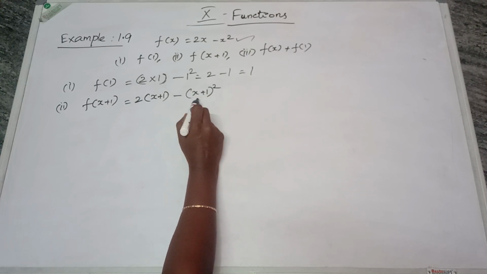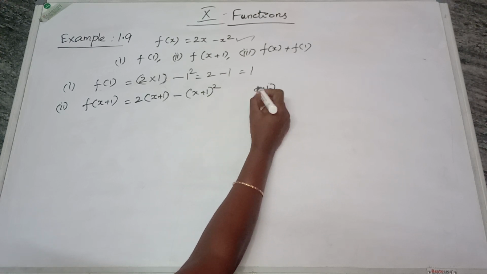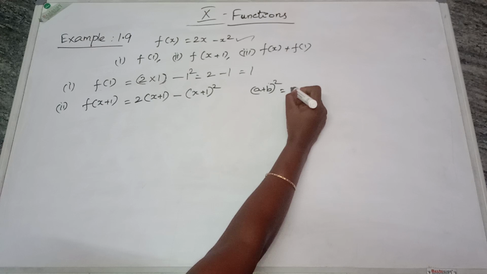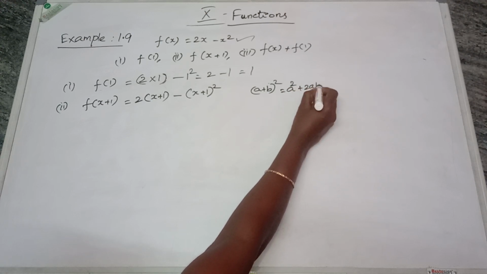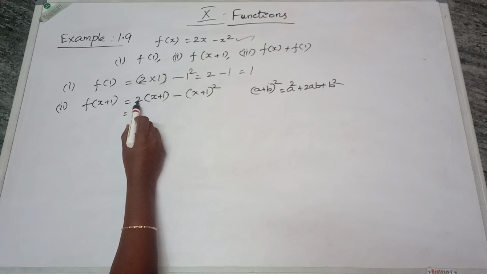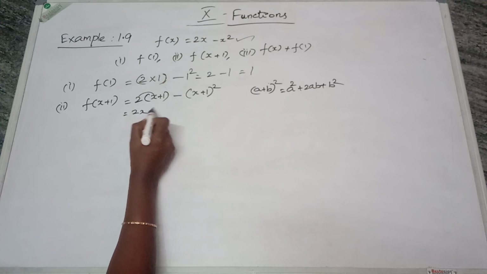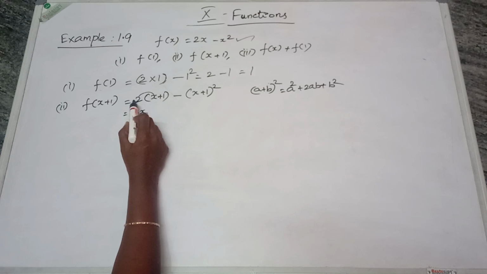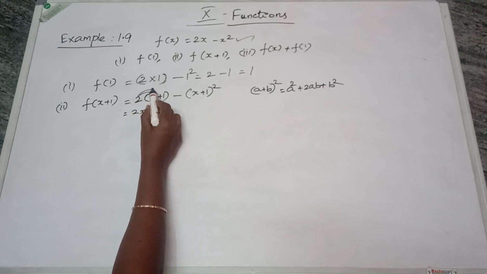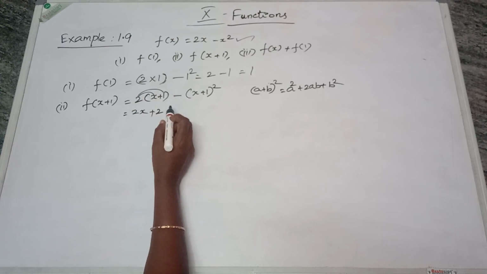Now see the second element, x plus 1 the whole square. It is of the form a plus b the whole square. What is the expansion of a plus b the whole square? a square plus 2ab plus b square. Here the 2 is outside, so you have to multiply this 2 with the first element first. So 2 into x is 2x. Multiply the signs first: here plus, here also plus, so plus into plus is plus. Then multiply the same 2 with the second element: 2 into 1 is 2. So we have finished the first one.